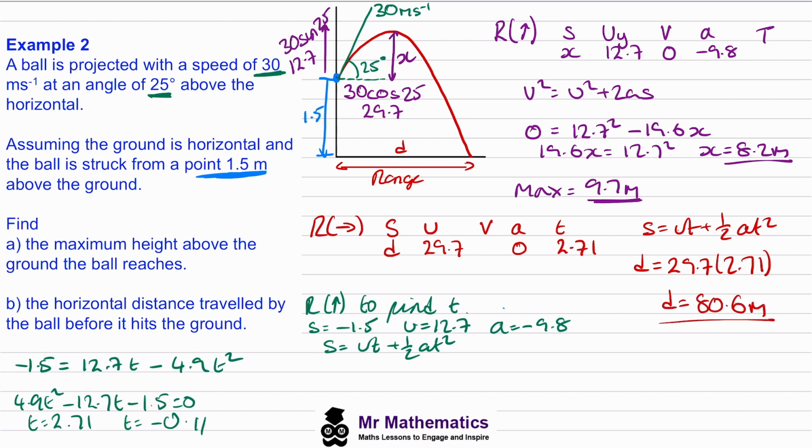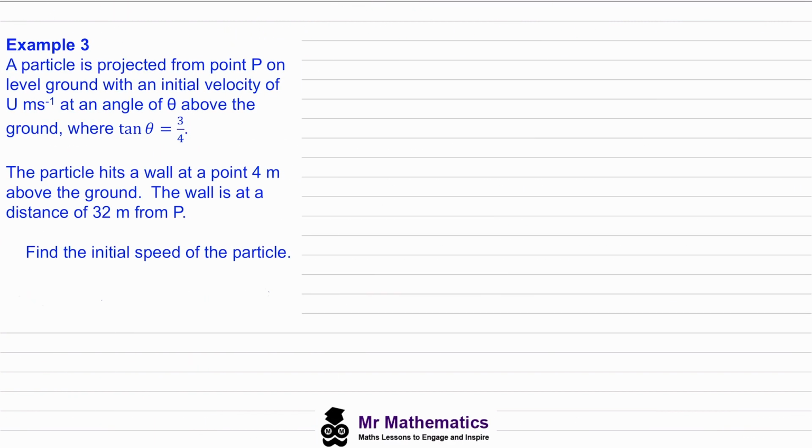Okay, let's try one more question. In example 3, we're given that a particle is projected from point P on level ground with an initial velocity of u at an angle of theta above the ground, where tan theta is 3/4. The particle hits a wall at a point 4 meters above the ground, and the wall is at a distance of 32 meters from P. We've been asked to work out the initial speed of the particle. So perhaps you want to try this question yourself. You can pause the video, and when you come back, we'll go through the worked solution.